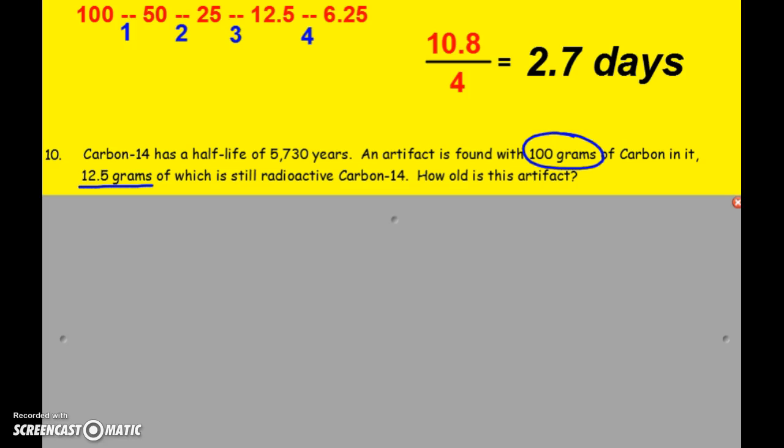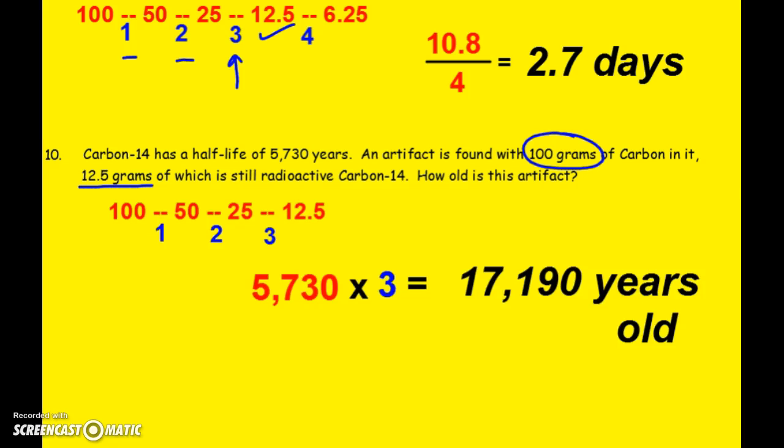So how many times do I have to divide by 2? You can see it up here from our last problem. 3 gets us to 12.5. So 3 half-lives have gone by. So if 3 half-lives have gone by, then I just need to multiply by the 5,730 years. And that tells me that this artifact is 17,190 years old.